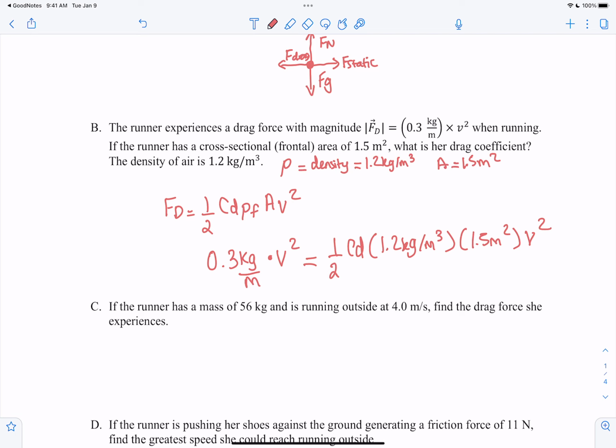So you can see here that the v squareds will cancel out. We don't need to know the velocity or the speed, so we cancel those out. Then we have 0.3 on the left end. We have half, the drag coefficient, 1.2, and 1.5. So you can divide these two values over, multiply by 2, and you should be able to get your drag coefficient. V squared is on the left side of the equal sign as well, because drag force here is equal to 0.3 kilograms per meter times v squared.